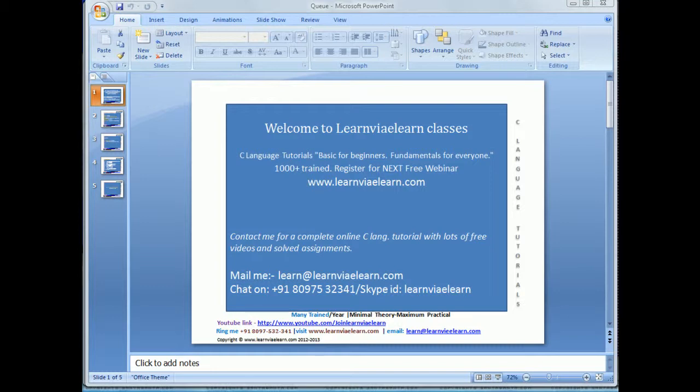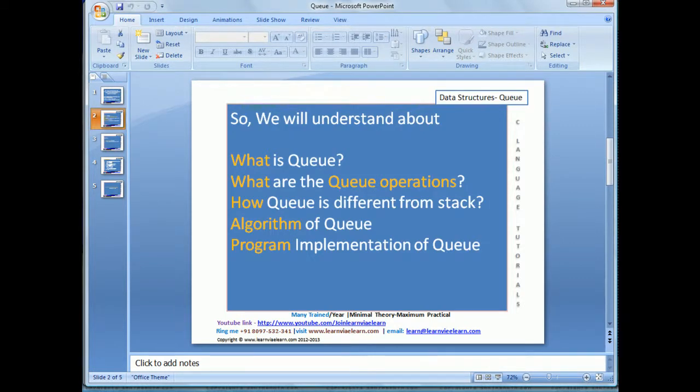So in today's class we will see what is a queue. We have already seen stack, and we have seen the quick sort algorithm along with their programs. In the same pattern we will see what a queue is basically, and then we will see the general basic queue operations. And then we will see how a queue is different from our stack.